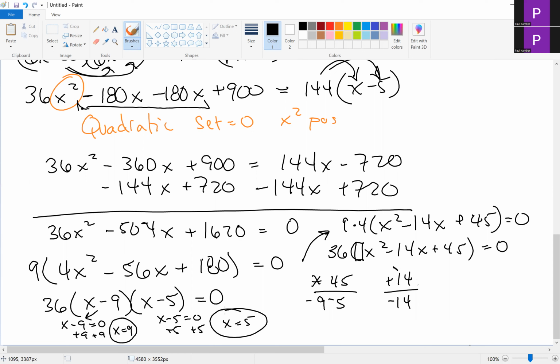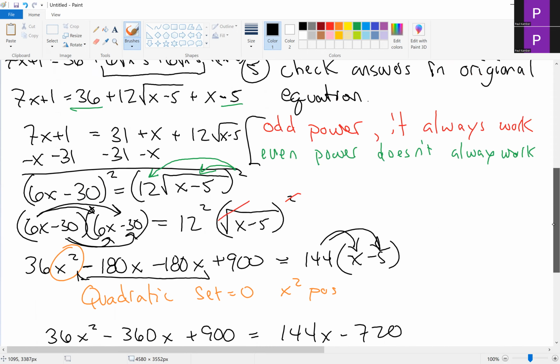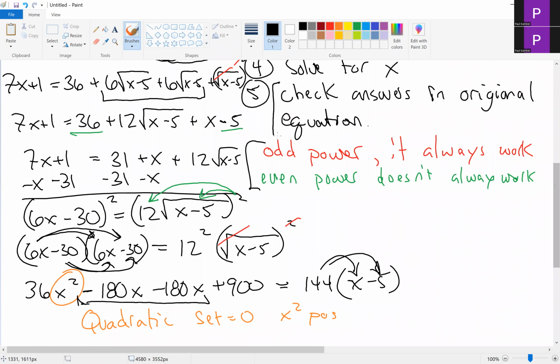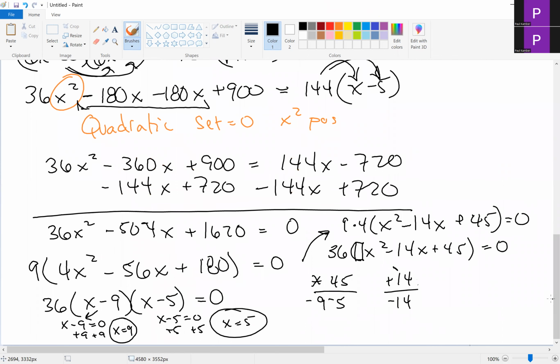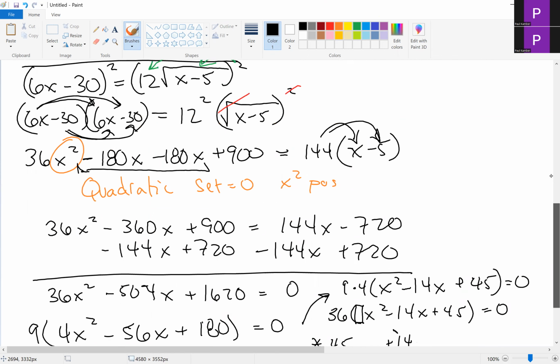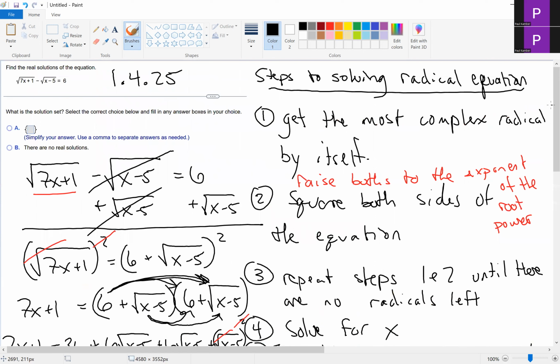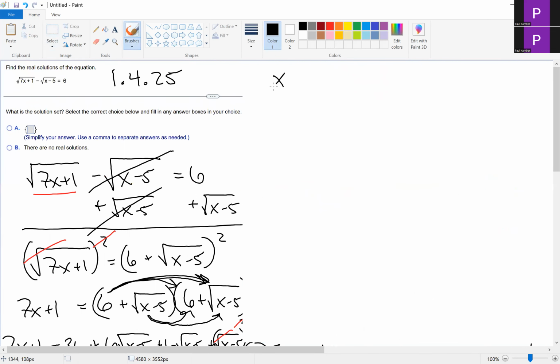Now, this problem was super long, pretty tough. When you have two square roots, it's always going to be that way. So you might be thinking we're done with the problem. We are not done with the problem, because what do we have to do? You have to check your answers. So we have 9 and 5 that we have to check. I'm going to go to the very top, and we're going to get rid of the steps here to give us space to check our answer. So let's try x equals 9 first.